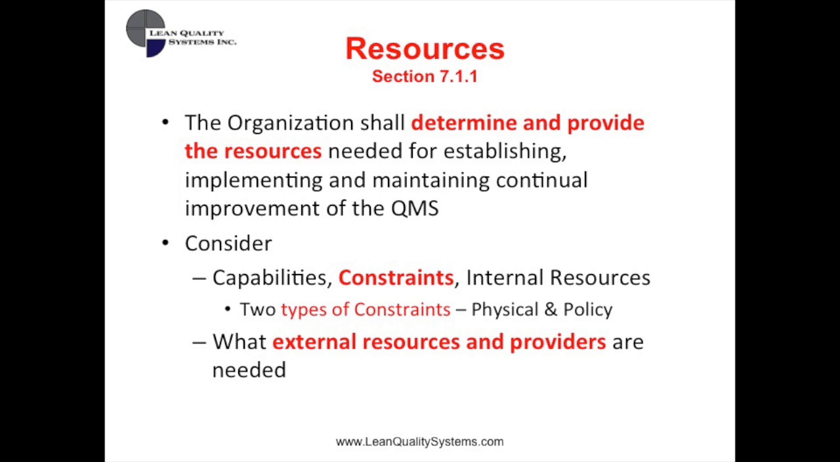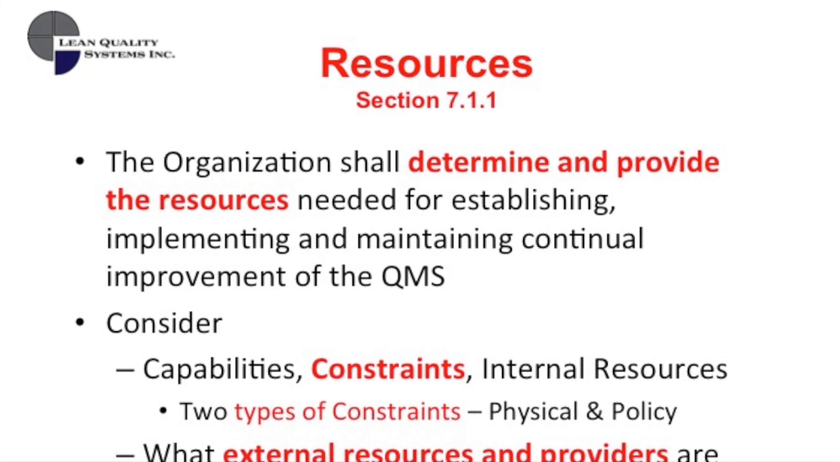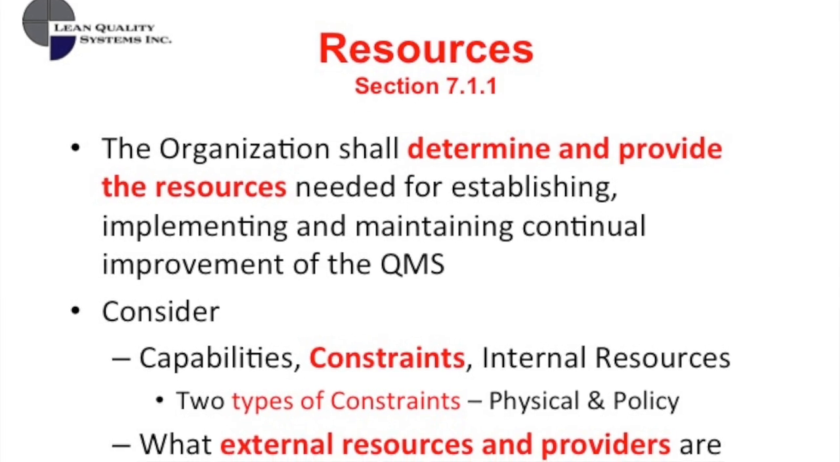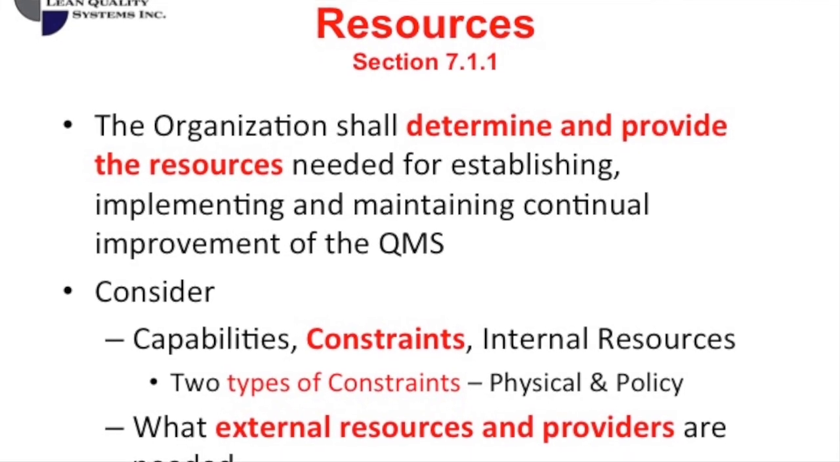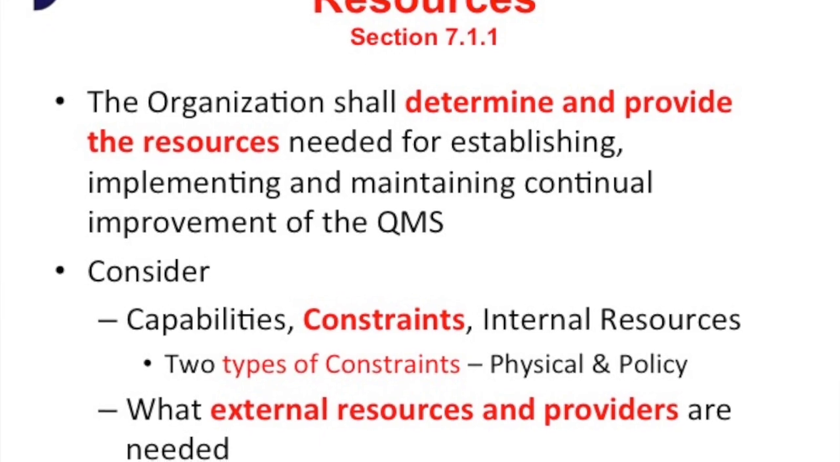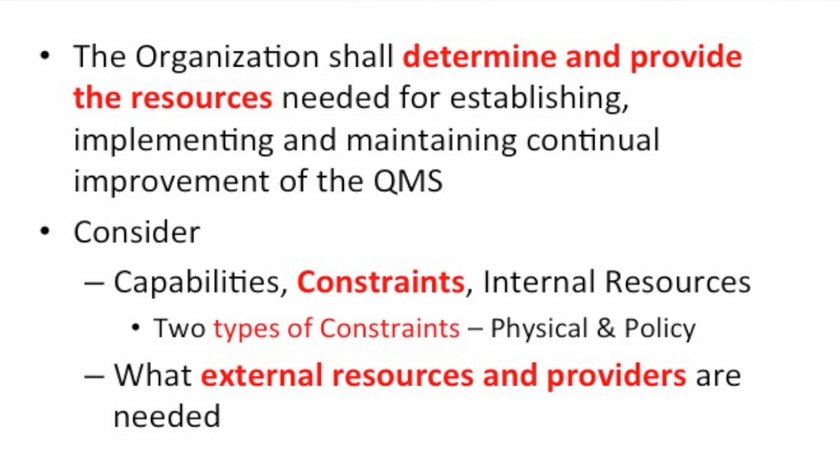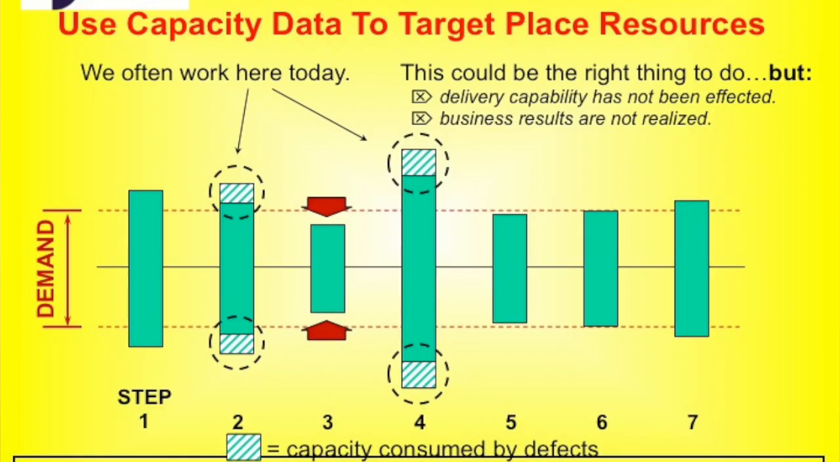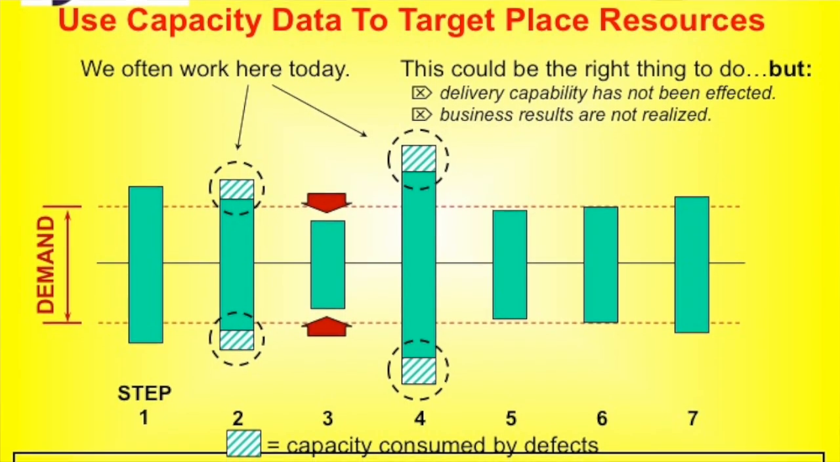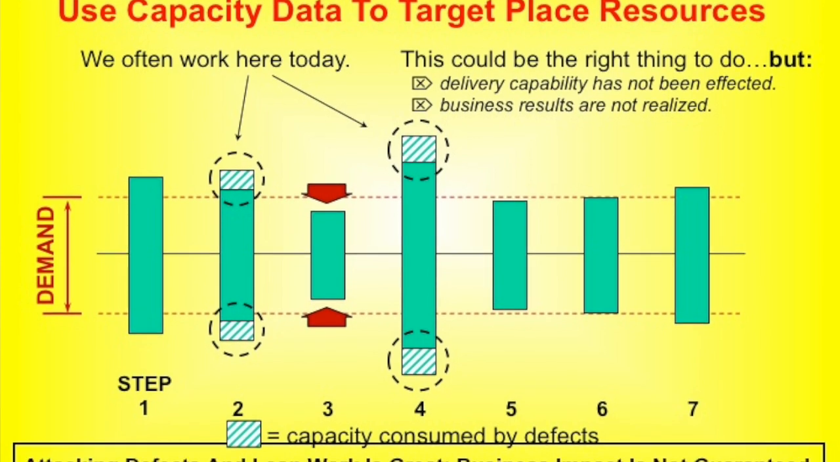In section 7.1.1, it talks about the resources the organization needs to determine to establish, implement, maintain, and continually improve the quality management system. What it says, we have to consider certain things. The capacity of constraints, existing internal resources. We have to take a look at the resources. What do we have? Capacity is what are our capabilities? What kind of capacity do we have in our organization? What actually do we have available to produce a product or provide a service?